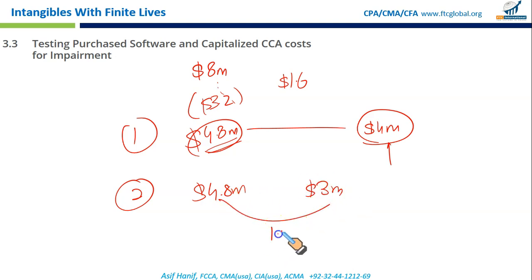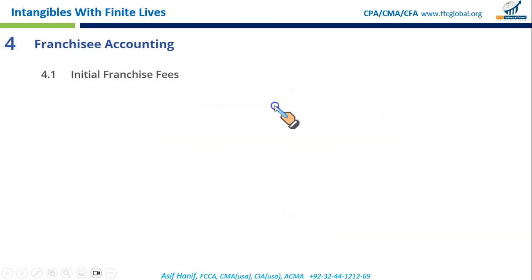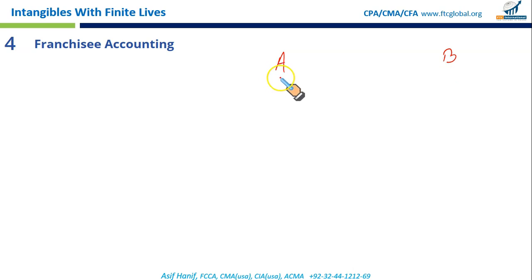So that means we need to write off the 1.8 million loss to the income statement. Next, we have franchisee accounting. First of all, there are two parties. One is the franchisor, the other is the franchisee. The franchisor sells the franchise to the franchisee.